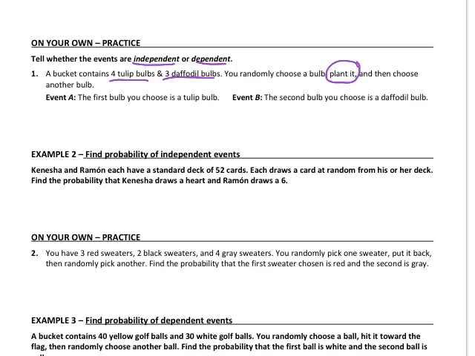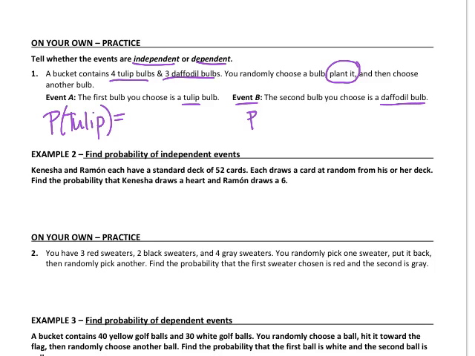So event A is that you choose a bulb and that it is a tulip. So what's the probability that you're going to choose a tulip from this bin, this bucket that you have? Okay, so do that first. And then the second event that you're going to do, or event B, is going to be that you choose a daffodil bulb.